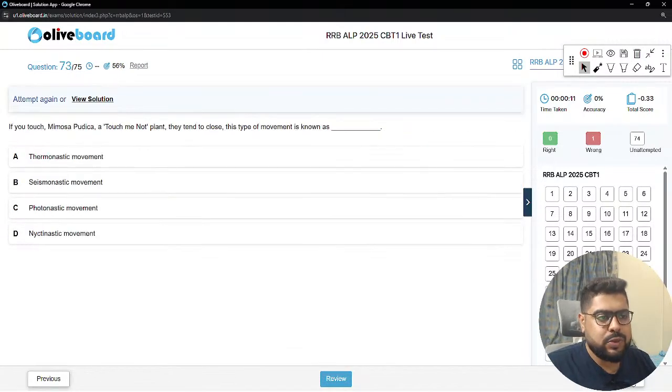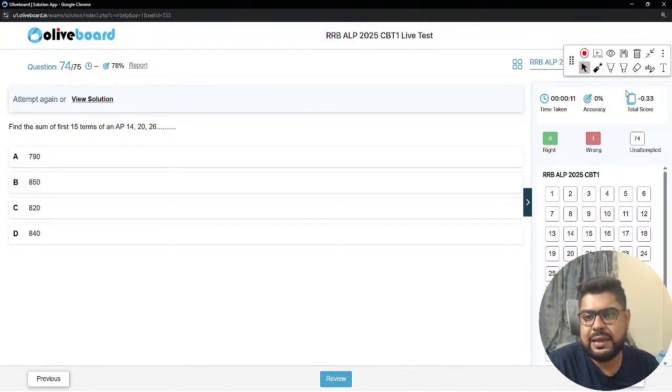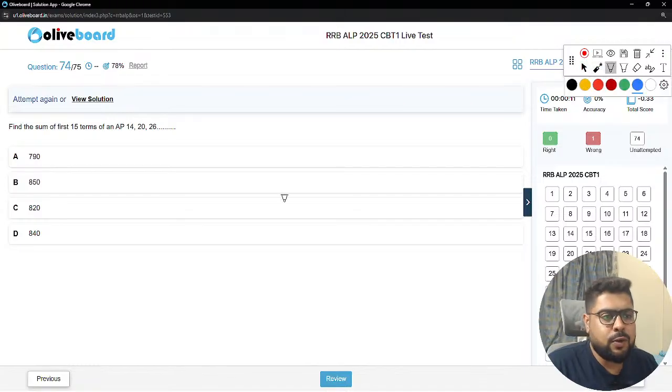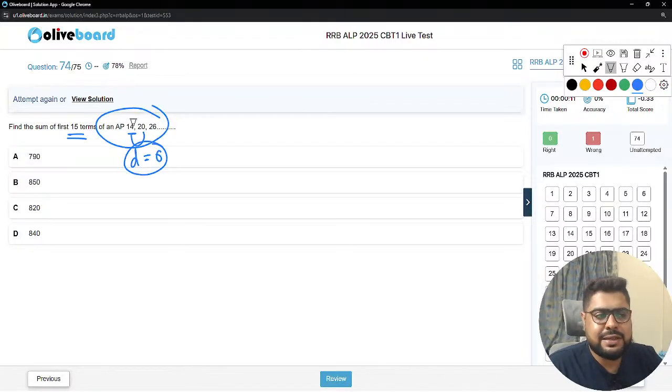Now, this is not an AP. I guess this is the last question then. This is the last maths question. Now, AP, sum of the first 15 terms. Sir, the first term is this, and the value of D I can see is 6. You see the increment is 6. Sum of first 15 terms.